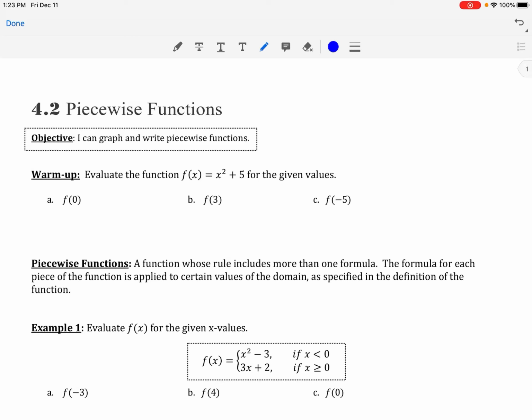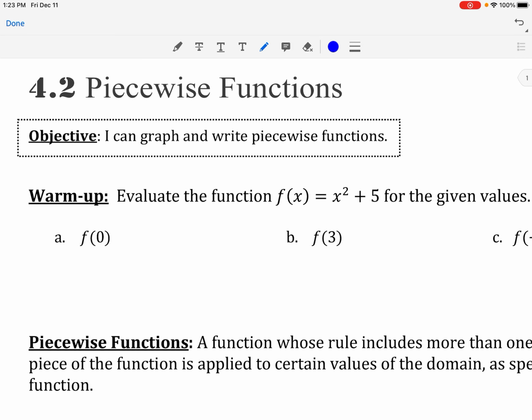In 4.2, we're introducing piecewise functions. So our objective by the end of today is that we need to be able to graph and write piecewise functions. We're going to start with evaluating functions, which is something we've seen before.